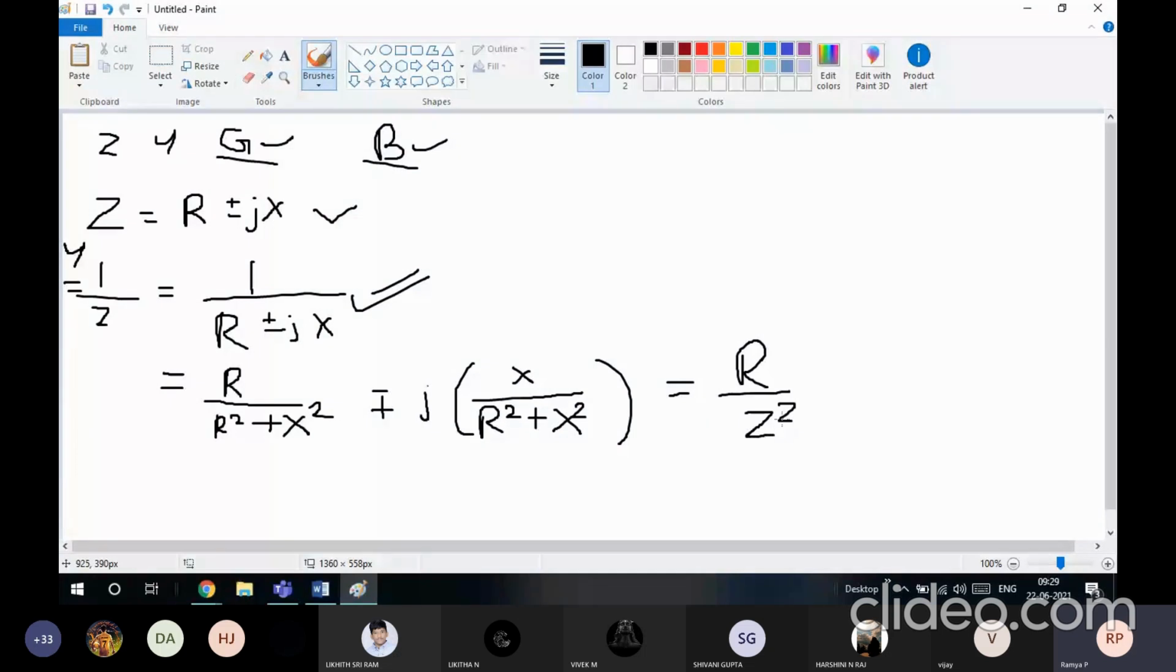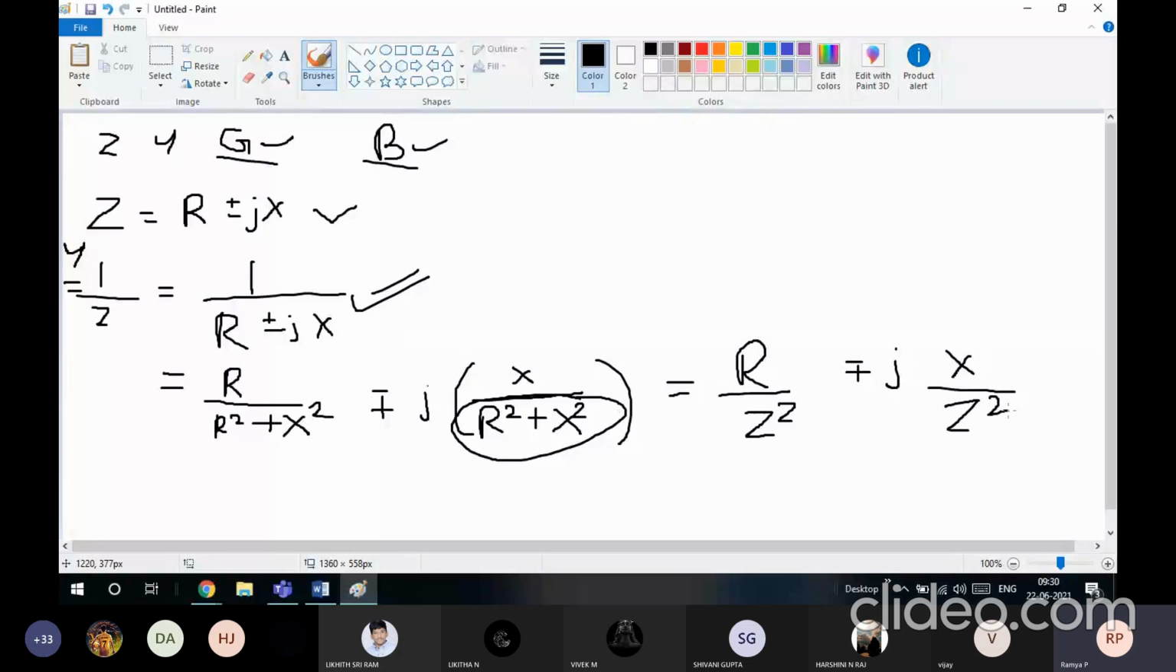And minus plus j into x divided by again the same term, r square plus x square, which I can write as z square. I have just taken the impedance expression, substituted it in the admittance, rationalized, and finally I got this particular expression.